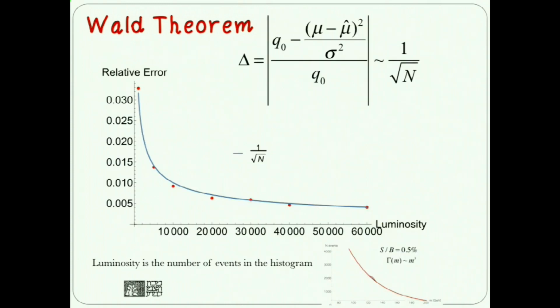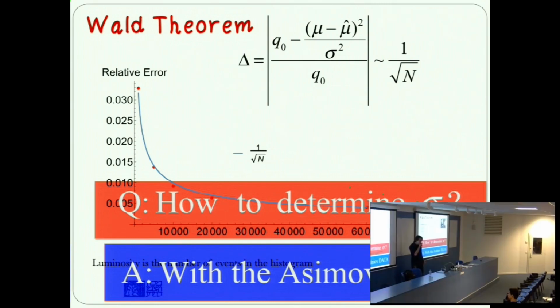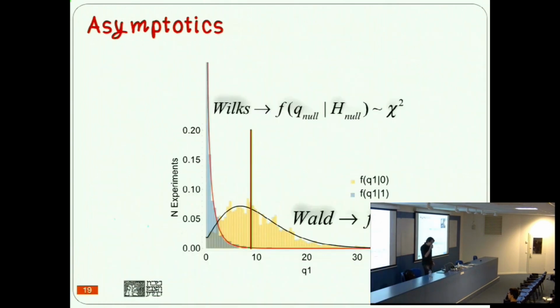So to finally test Wald's theorem, what we did is check how the relative error of Q0 minus the prediction of Wald, divided by Q0, behaves as a function of the luminosity. And indeed we see that Wald works. Luminosity is the number of entries in the histogram. And we see that as we increase the luminosity, this relative error decreases and decreases until for infinite luminosity the Wald approximation is an identity. So we are left with the problem of how to determine sigma, and the answer is with the dataset we call Asimov dataset, and I will talk about it in a second.